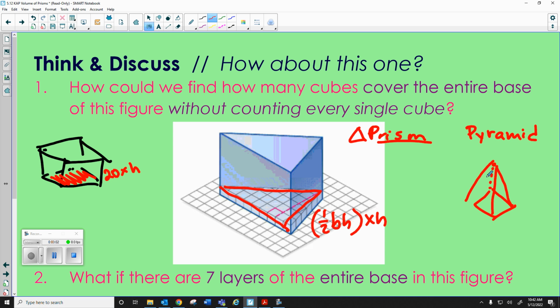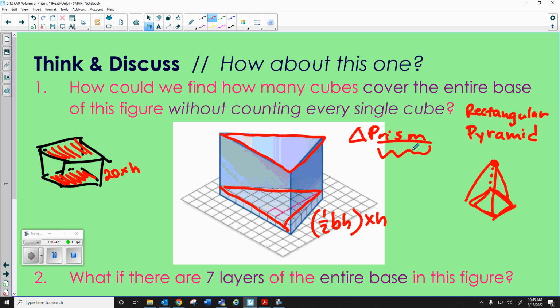Take a look. If you remember the definition of a prism, it's a 3D shape that has 2 parallel bases. In a triangular prism, those parallel bases are the 2 triangles. In a rectangular prism, the 2 rectangles are the parallel bases. Compare that to a pyramid. This is a rectangular pyramid. A pyramid only has one base. Across from that base is just a point. So we're just looking at prisms today.